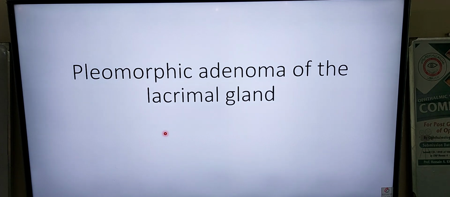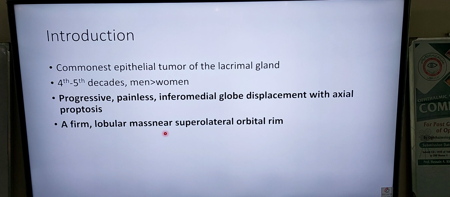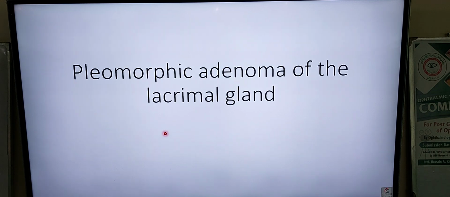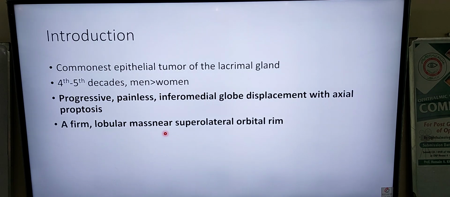Now we'll come to the lacrimal gland tumors. The first most important tumor is the pleomorphic adenoma. The commonest epithelial benign tumor of the lacrimal gland is pleomorphic adenoma. Usually presents between the ages of 40 and 50, and men have been found to have greater involvement. There is progressive painless inframedial displacement of the globe with axial proptosis. Because the gland is lateral, the globe will be displaced inframedially.